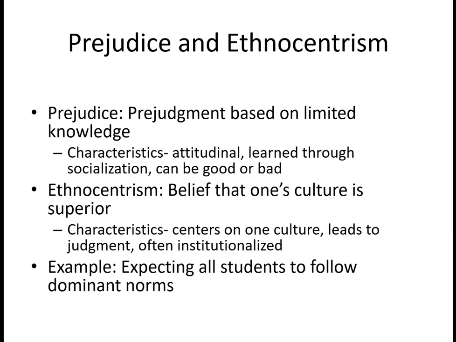The term comes from pre-judgment, and when we prejudge someone, that means we've formed opinions before any facts are known. Some key characteristics: it's attitudinal rather than behavioral, so it exists in the mind as a belief or an assumption. Prejudice can be conscious or unconscious; some prejudices are openly expressed and others are implicit or unexamined. It's often learned through socialization, so your family, peers, media, and institutions shape ideas about who is normal, smart, lazy, or dangerous.